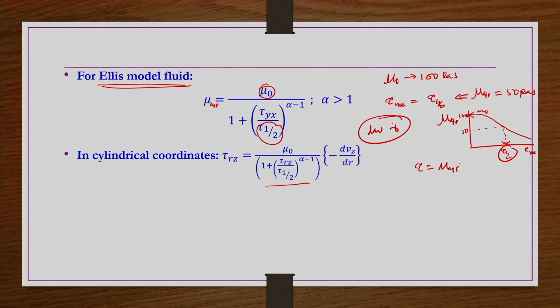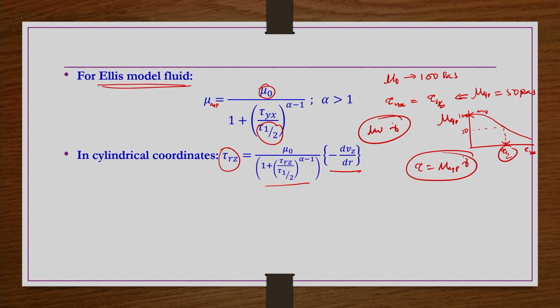Then τ is nothing but the apparent viscosity multiplied by the shear rate. Now, the shear rate is -dVz/dr, and only the τ_rz shear stress component exists. So τ_rz is equal to μ0 divided by 1 plus (τ_rz/τ_1/2) to the power α minus 1, multiplied by -dVz/dr.